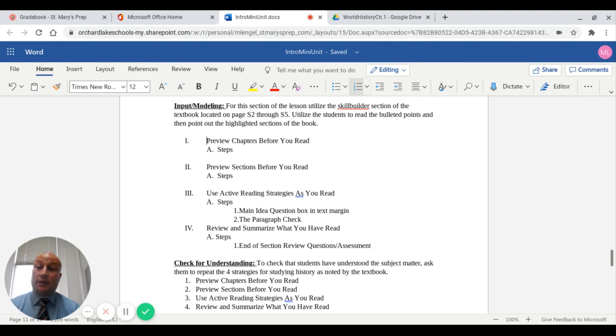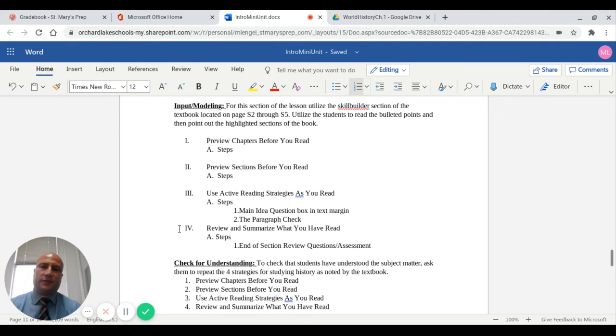The great thing about the paragraph check is it's going to save you a lot of time, because by doing the paragraph check, you will avoid getting 5 pages in and then having to go back and reread. The paragraph check is an imperative active reading strategy.